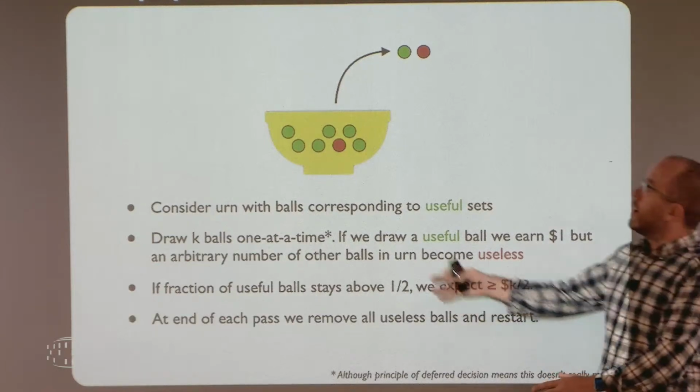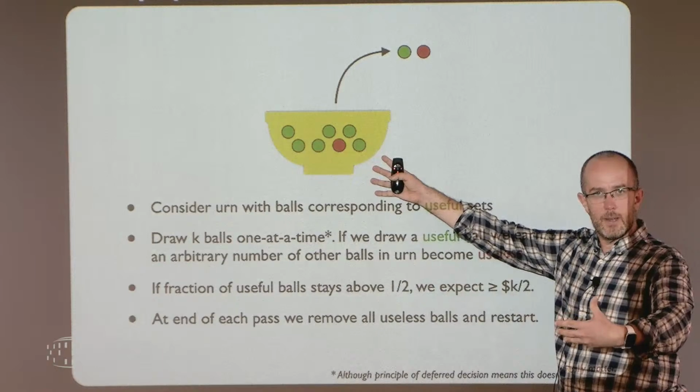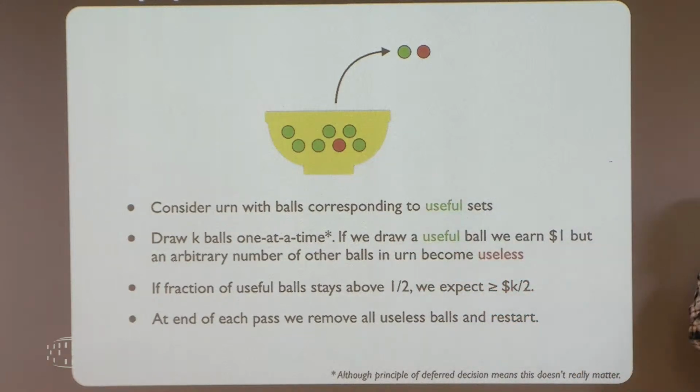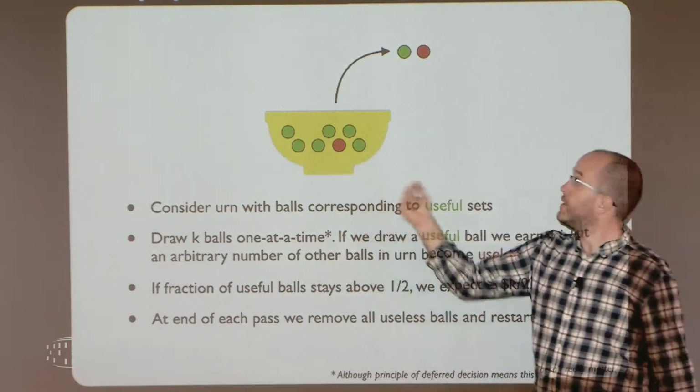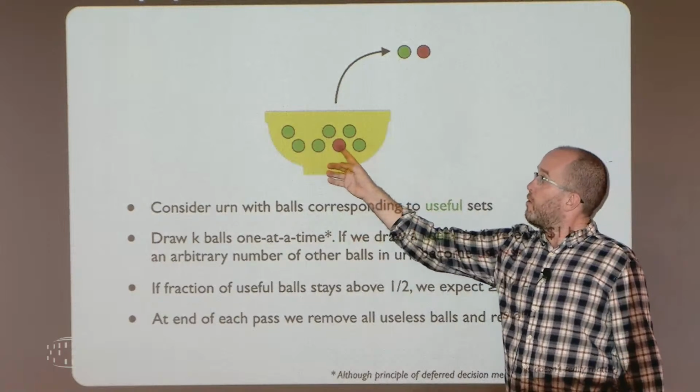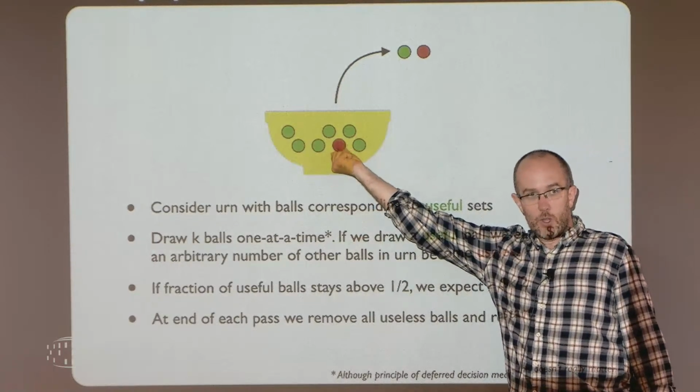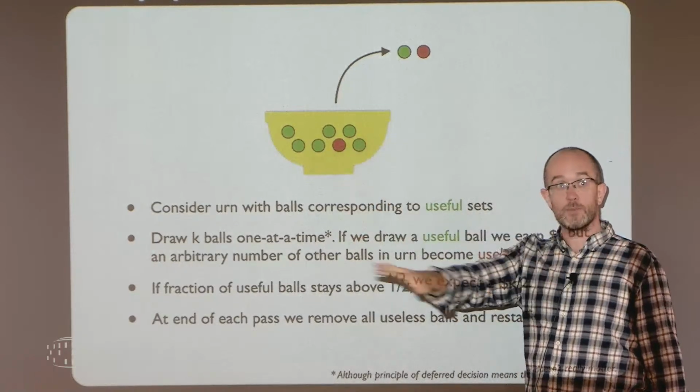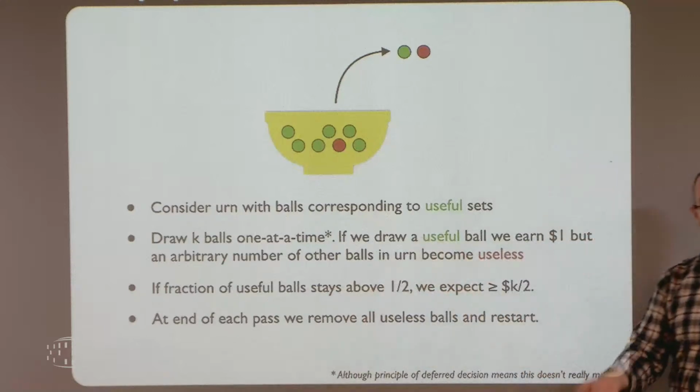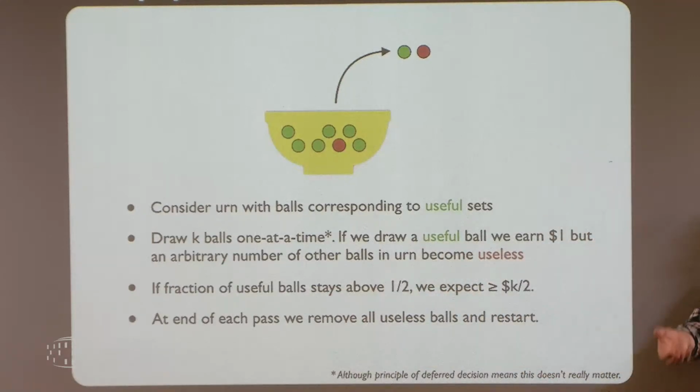Now, this is the process for basically one pass. Morally, what's happening when we take a subsequent pass is that after we've drawn the K balls, we remove all the useless sets from consideration. In subsequent passes, we only sample from sets that, when we take the pass, look useful.